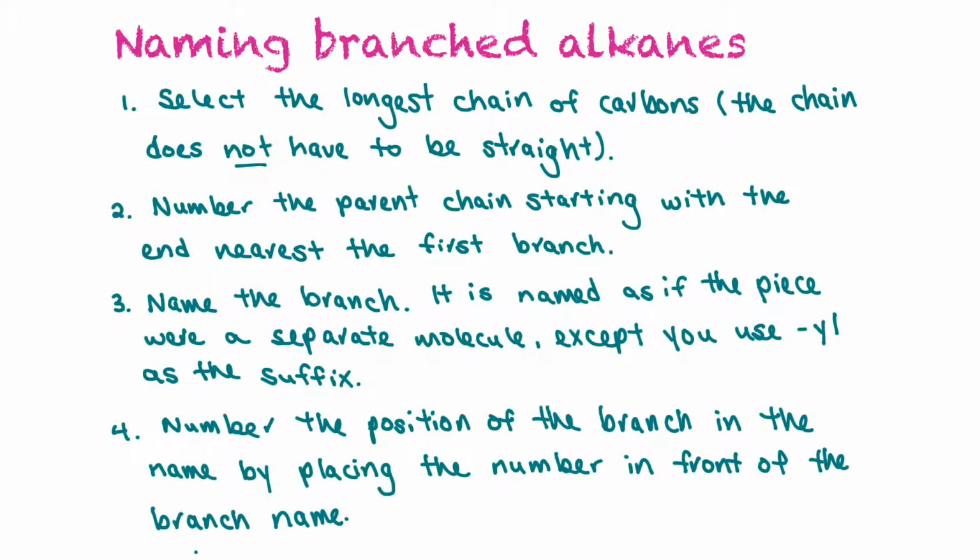Then you name the branch. It's named as if the piece were a separate molecule, except instead of putting -ane at the end, you'll put -yl as the suffix. And then you number the position of the branch in the name of the molecule by placing the number in front of the branch name.